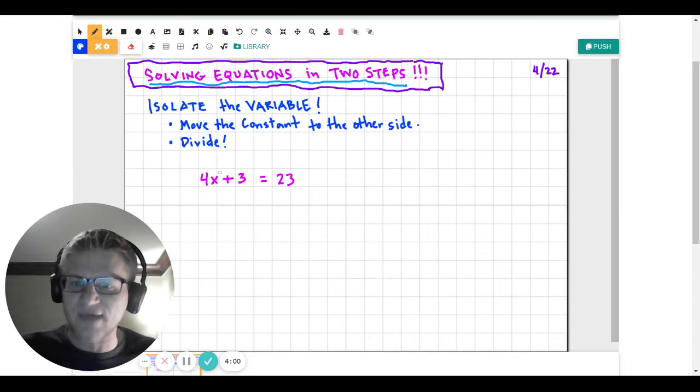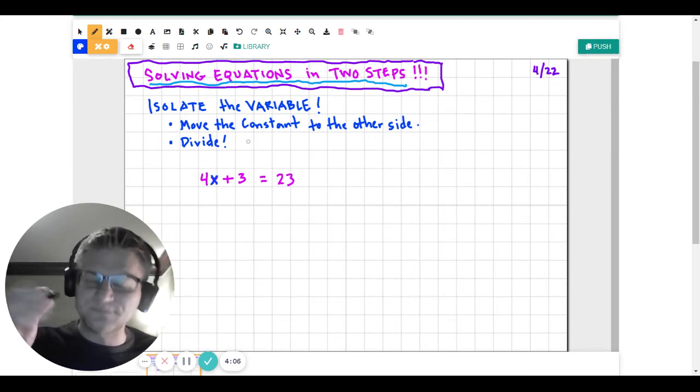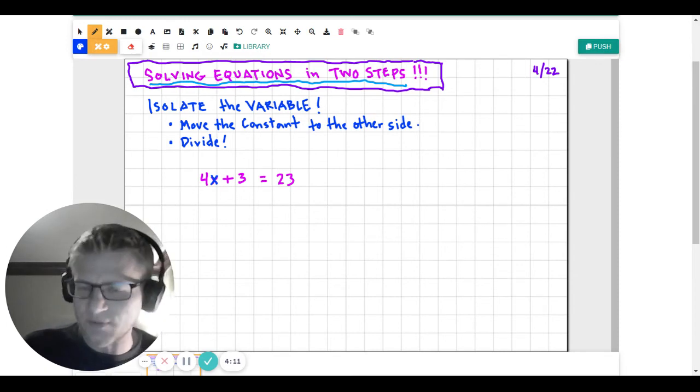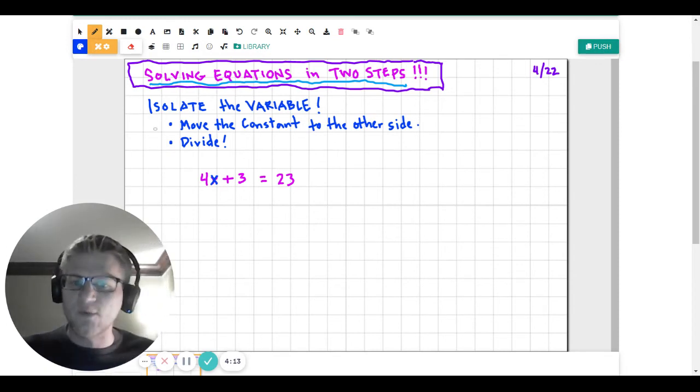So if I want to make this x blue, just so you recognize this is our variable, we want that to be all by itself. So we're doing almost the opposite of order of operations. Instead of doing multiplication and division first, in this case, we want to get rid of the constant first. We want to get rid of that 3.